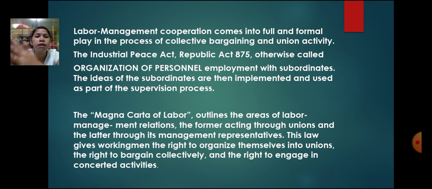Labor management cooperation comes into full play in the process of collective bargaining and union activity. The Industrial Peace Act, Republic Act 875, otherwise called organization of personnel, covers the employment of subordinates. The ideas of the subordinates are then implemented and used as part of the supervision. The Magna Carta of Labor outlines the areas of labor management relations, the former acting through the unions and the latter through its management representative.